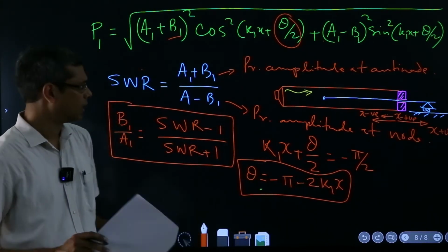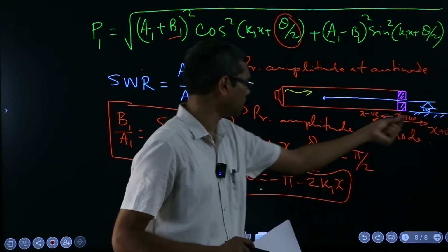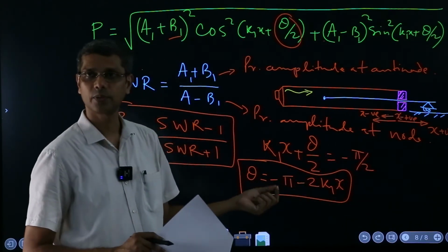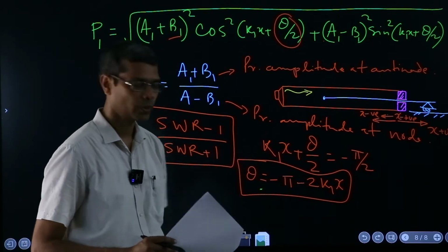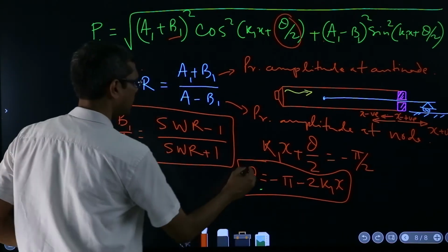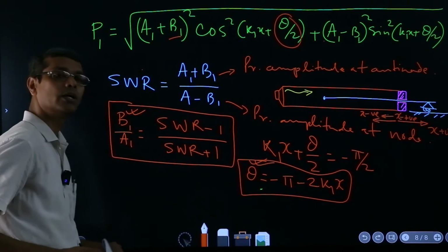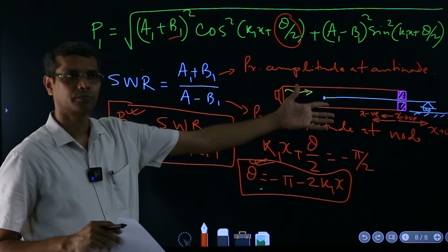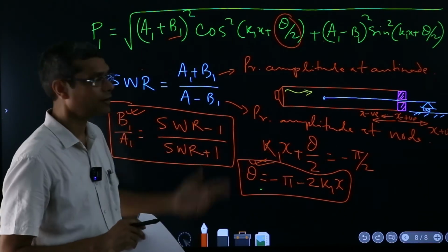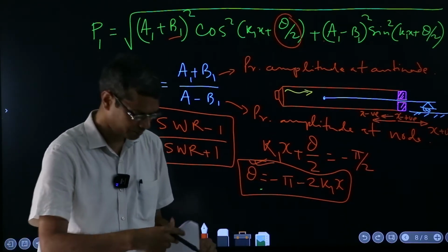Now x is that position where you actually got that minimum value. So you saw that from here you got theta, from here you got B1. Then you can get the impedance of that particular thing. Once you know impedance, you can calculate reflection coefficient, transmission coefficient, everything.